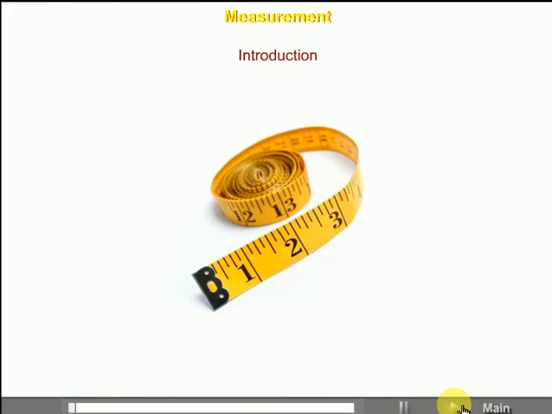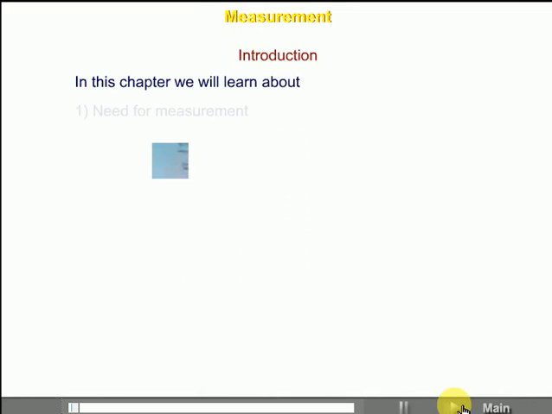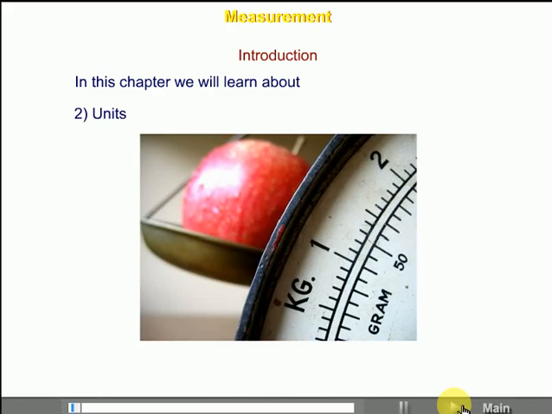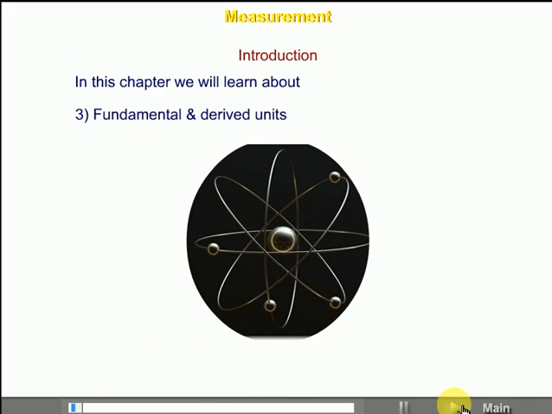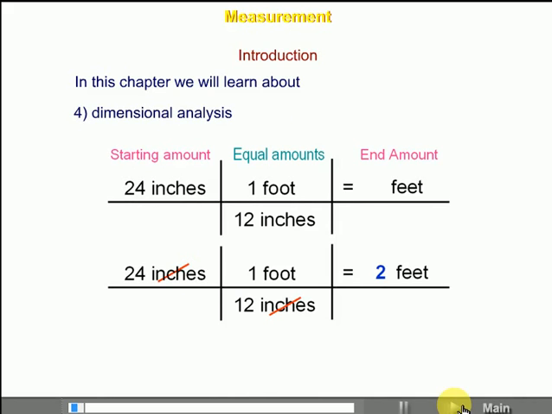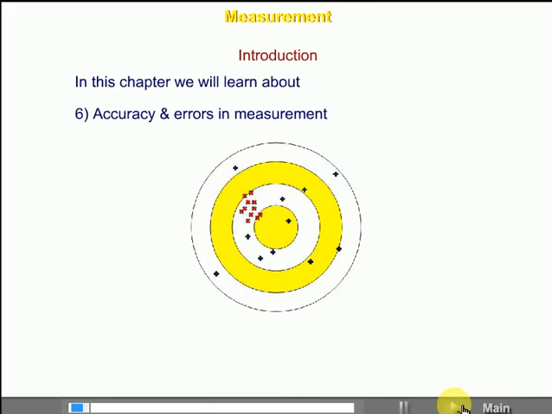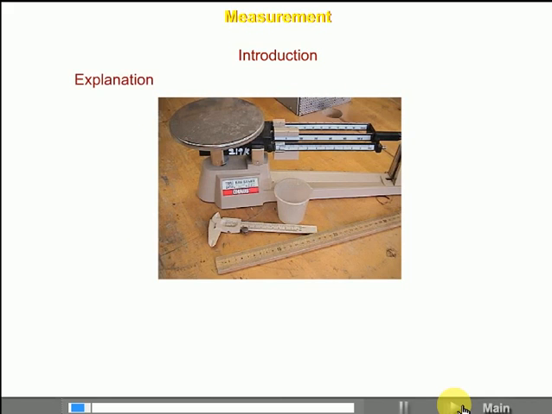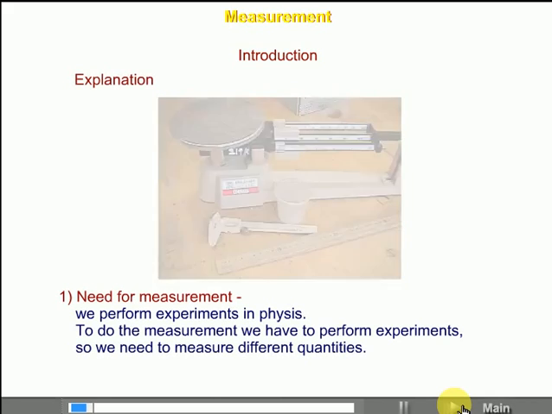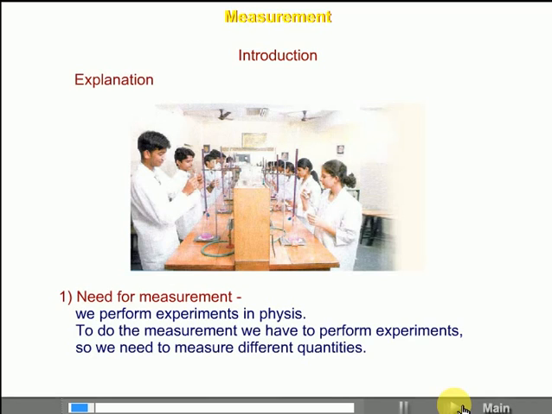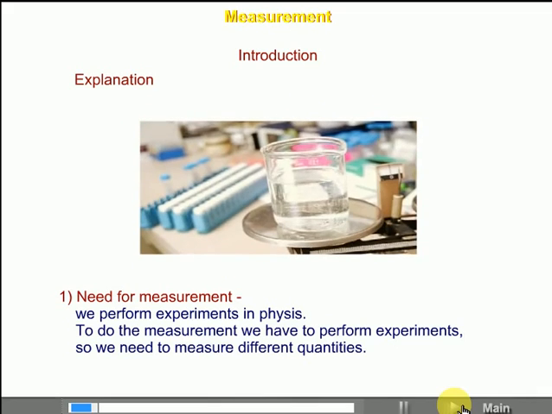Measurement. Introduction. In this chapter, we will learn about the need for measurement, unit, fundamental and derived unit, dimensional analysis, order of magnitude, and significant figure, accuracy and errors in measurement. Explanation. Need for measurement. We perform experiments in physics. To do the measurement, we have to perform experiments. So, we need to measure different quantities.